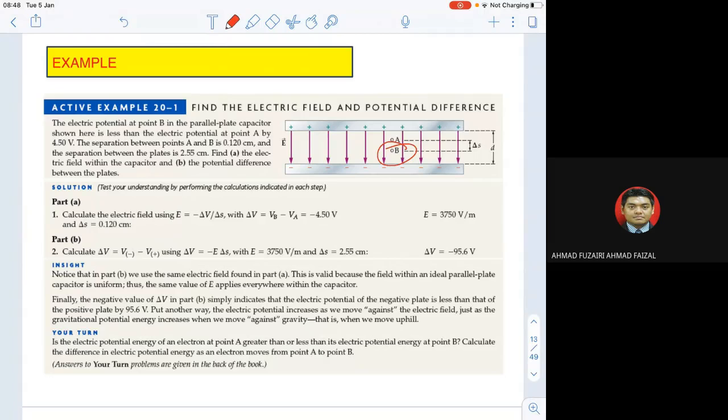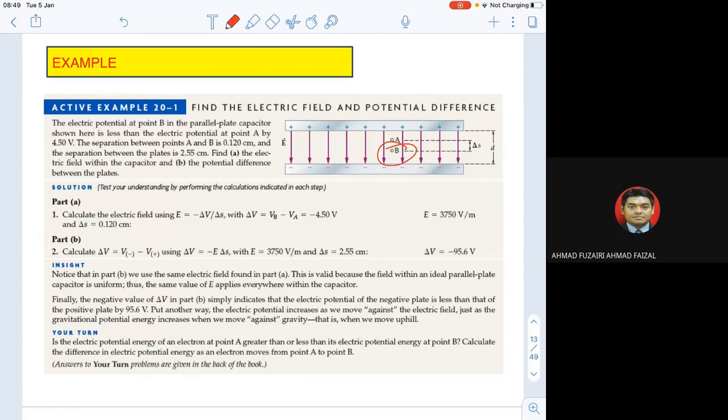So point A and point B, they calculated earlier, and they know that point B is 4.5 less than A. The separation between point A and point B is 0.12 centimeters. And the separation between the plates is 2.55 centimeters. Find A, the electric field within the capacitor. And how do we solve this one?